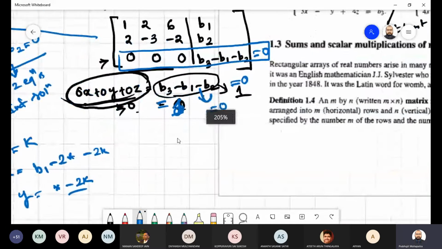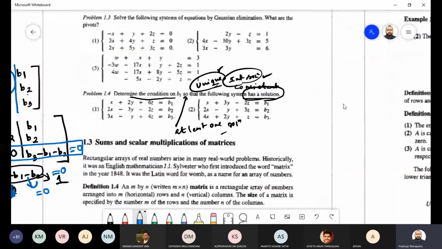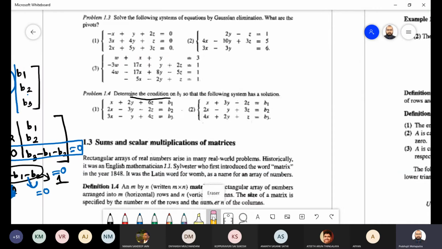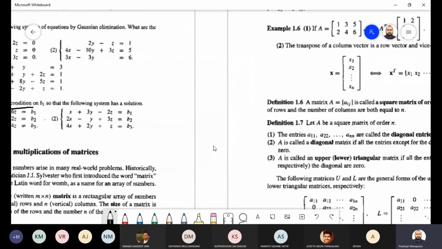Similarly, you can try the second question also. If you try it in the normal way, it will take a little more time, and you can use some trick also. Here is the second question: 1, 3, minus 2, B1, then 2, minus 1, 3, B2, 4, 2, 1, B3.